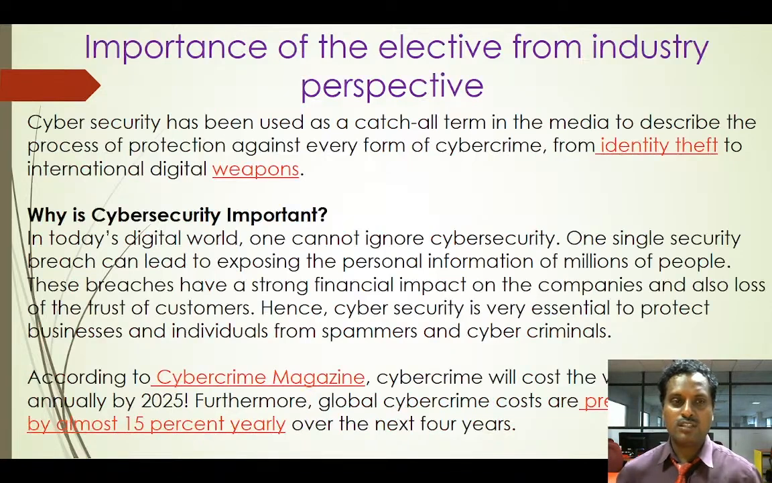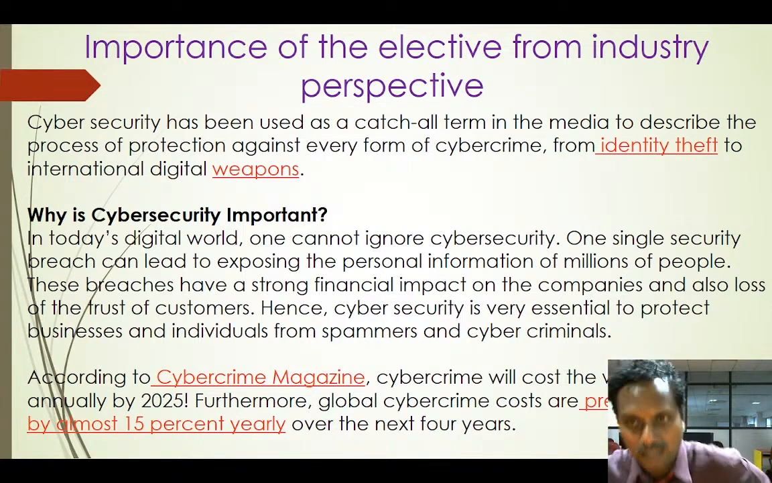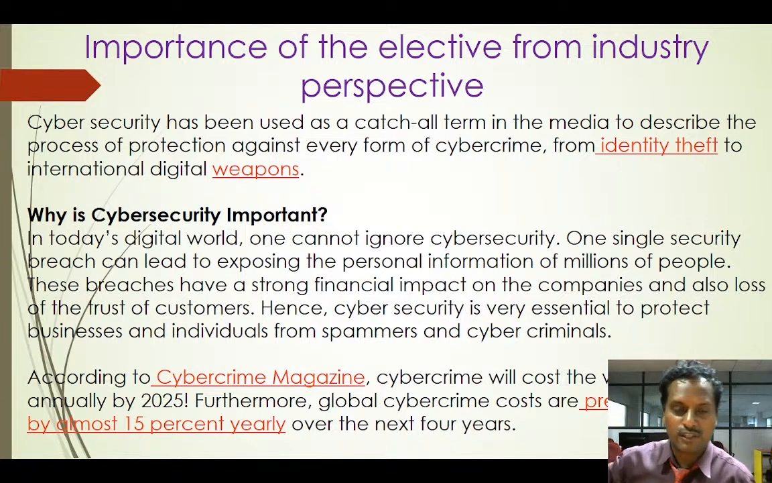So when it comes to the importance of the subject from an industry perspective, cybersecurity plays a main role in each and every computer industry. Not only the computer industry, maybe you take the banking industry or any sector, the financial sector, maybe the stock market, maybe the retail industry, anywhere, obviously you require cybersecurity.